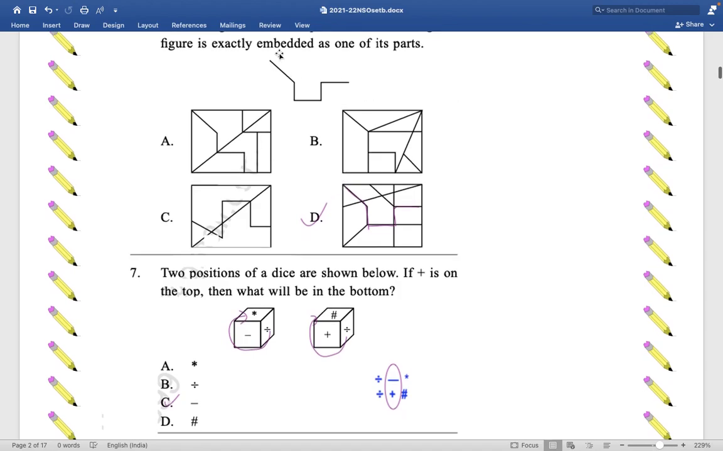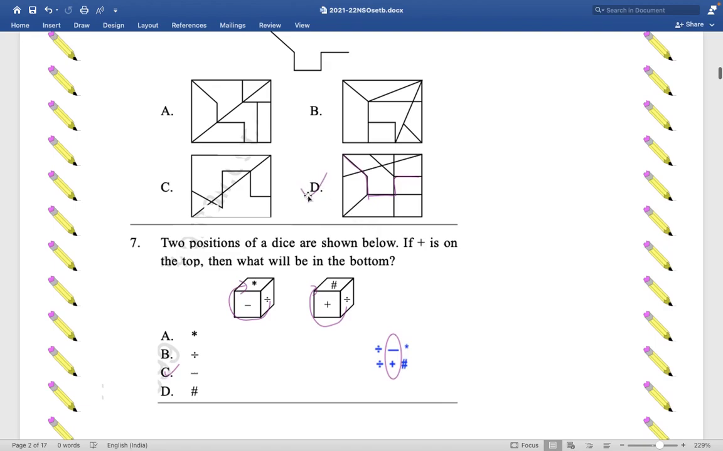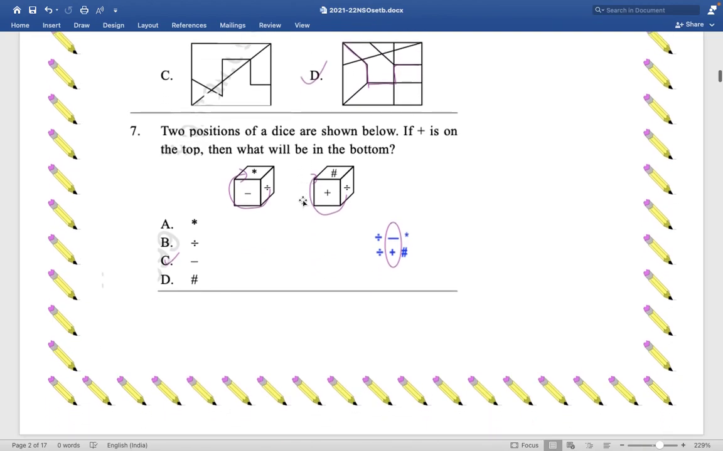Here we see that this figure is embedded directly over here. So D is obviously the answer.